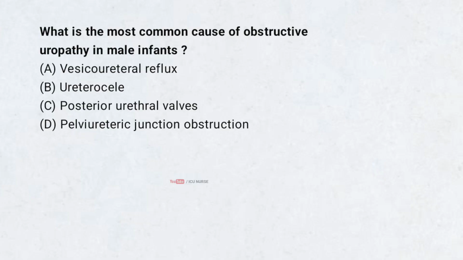What is the most common cause of obstructive uropathy in male infants? A. Vesicoureteral reflux. B. Ureterocele. C. Posterior urethral valves. D. Pelviureteric junction obstruction. Correct answer C. Posterior urethral valves.